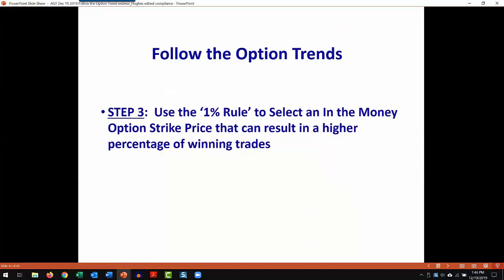Okay, so once we select an entry point, step 3 in our process is to use what I call the 1% rule to select an in-the-money strike price that can result in a higher percentage of winning trades.